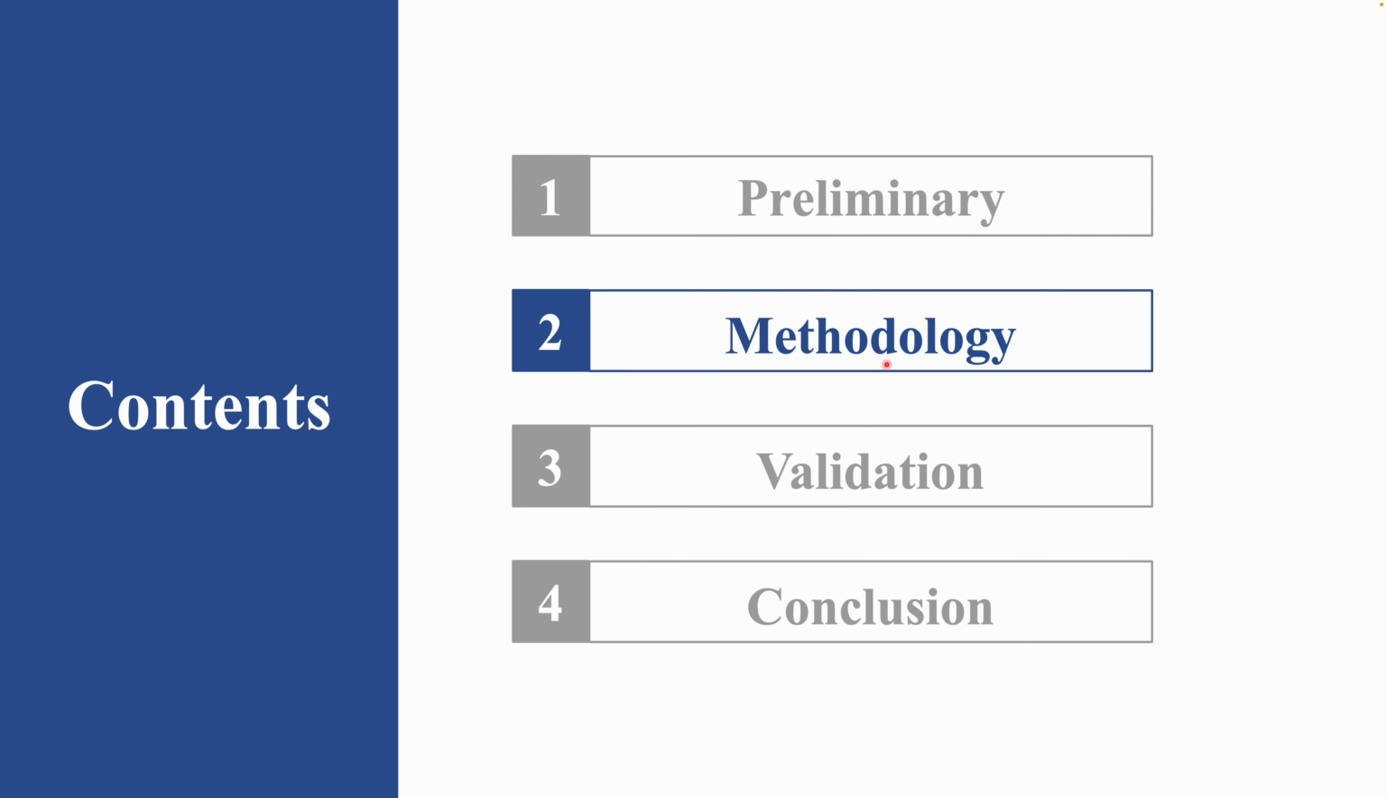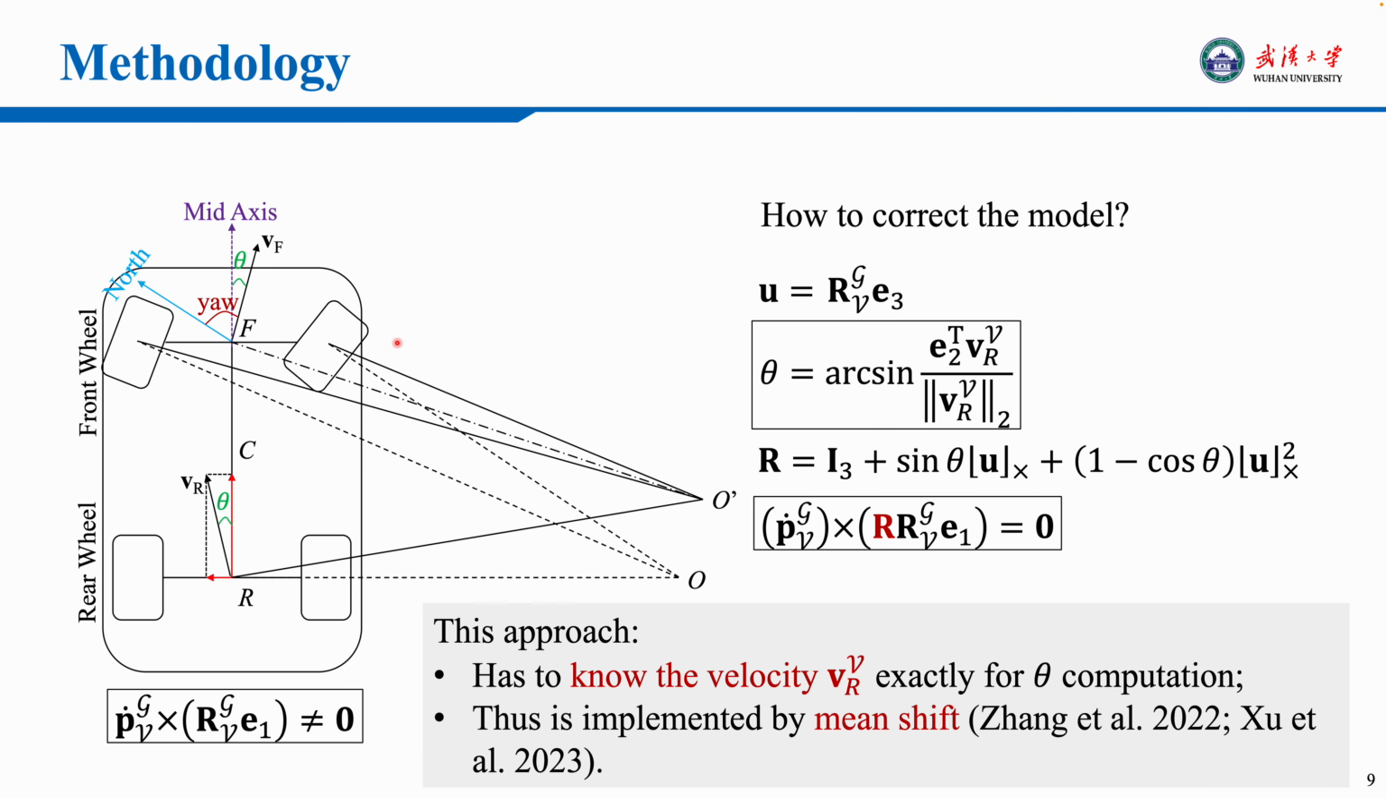In the following sections, I'll describe how I approached the problem from the perspective of robust state estimation. As mentioned earlier, the velocity of the equivalent rear wheel is no longer aligned with the forward direction. There is an angle theta between them. A straightforward idea is to rotate the forward direction vector by theta around the z-axis so that it aligns with the actual velocity. The equation on the right-hand side uses Rodrigues' rotation formula to describe this transformation.